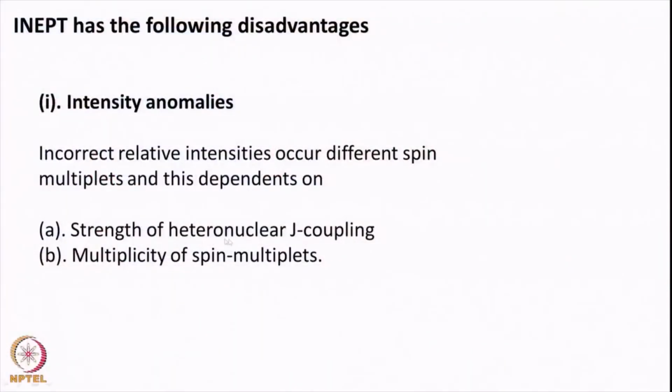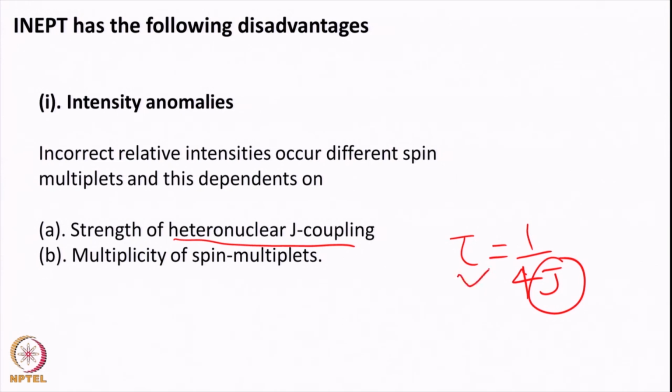INEPT has some disadvantages that we saw: it gives us incorrect relative intensities because of different spins, and multiplets as we have seen. Here one important parameter that we discussed is the heteronuclear J coupling. We have to select a tau time suited to 1 by 4J. If the J coupling is quite strong, we need less time; if the J coupling is weak, then we need a different time. So we have to tune our tau, and that is one of the demerits of this INEPT.